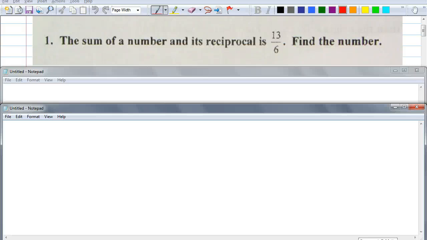Today is part 2 of 7.4, fractional equations. We're going to have word problems on them. So now here's example 1. It says, find the sum of a number and its reciprocal, which is 13 over 6.